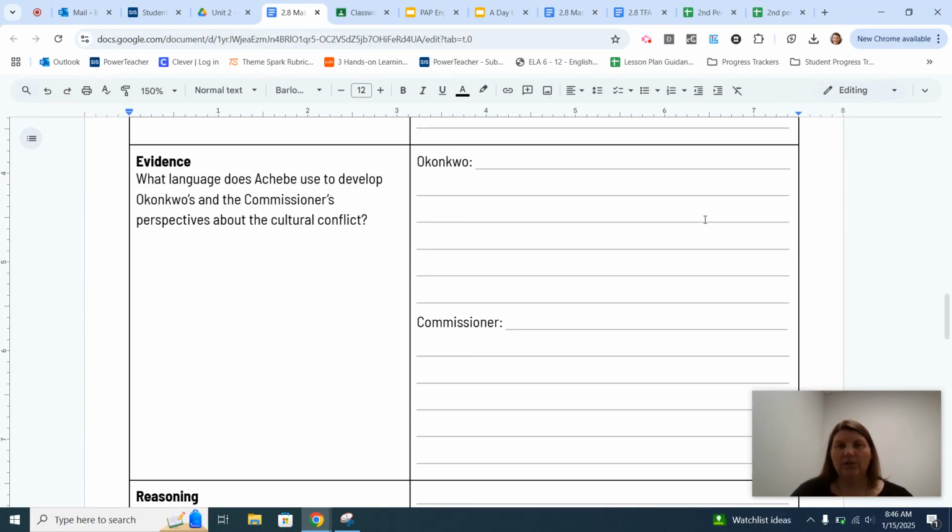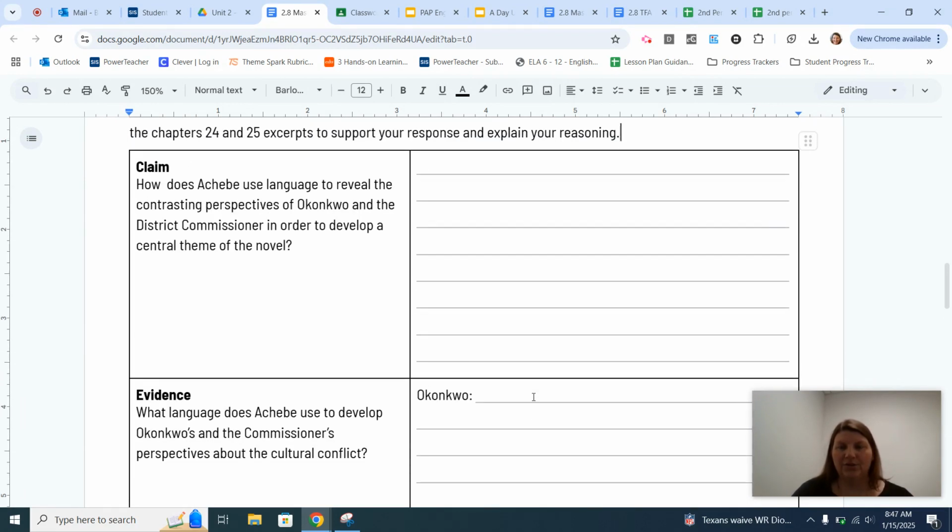cultural conflict? So here we want to pull out some of the language that the author uses for Okonkwo's perspective to reveal this emotion, this determination, this yearning for justice and for war and for clinging to his culture. And then what language does the author use to portray the commissioner as detached from emotion and just very straightforward and diminishing the Igbo experience? So identify those pieces of evidence first and then come back up here and answer the claim question.